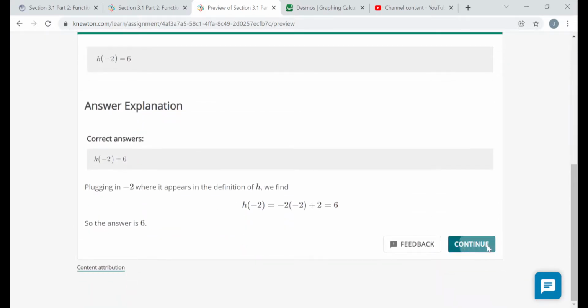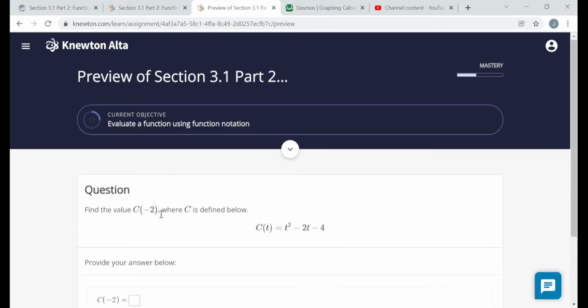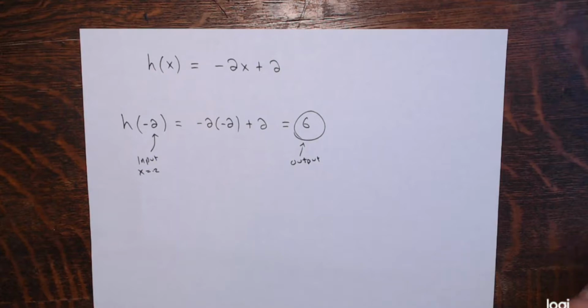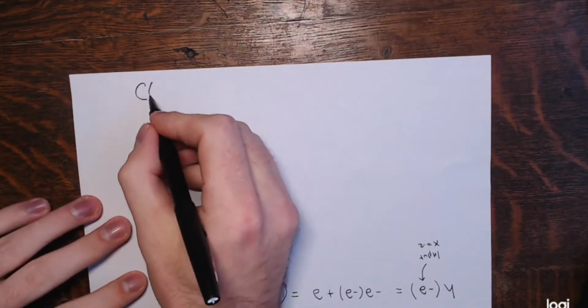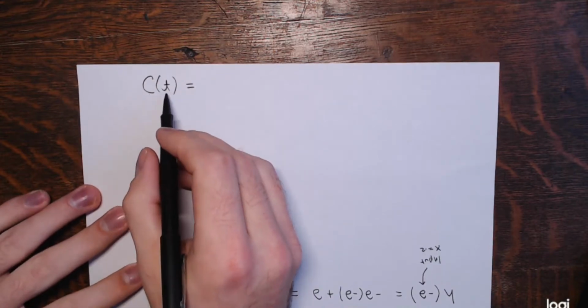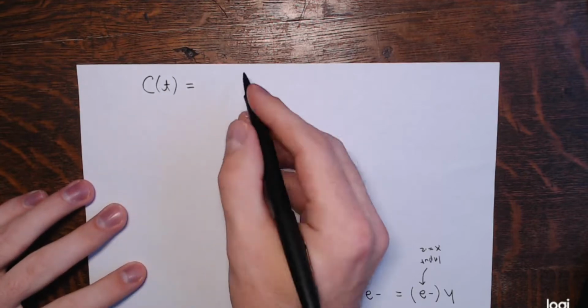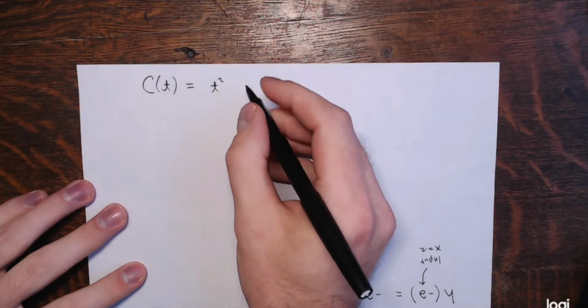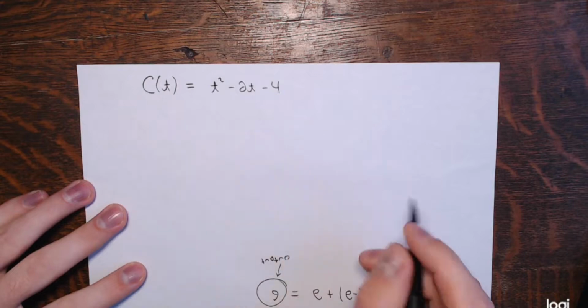All right, next question. That same objective, once again, we're given a function. It's called c of t. I'll write this out. Let's turn this around. So c of t. The function's called c. The input is t, and the output is c of t. And over here is how you calculate the output. You take the input and square it, subtract twice the input, and then -4. T squared minus 2t minus 4.